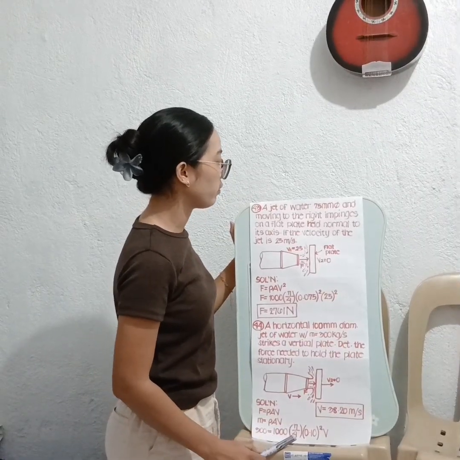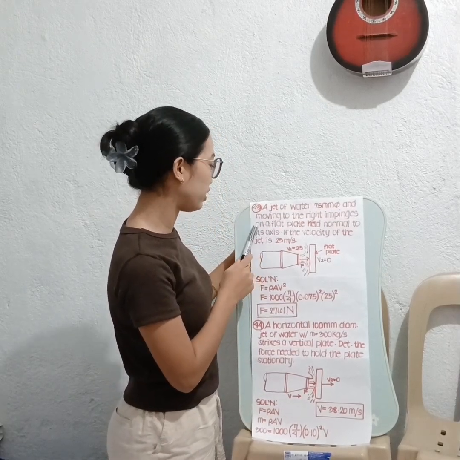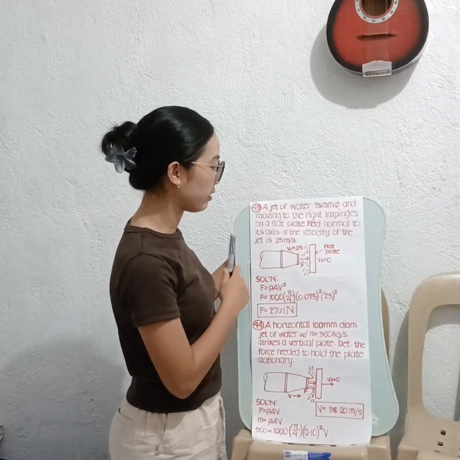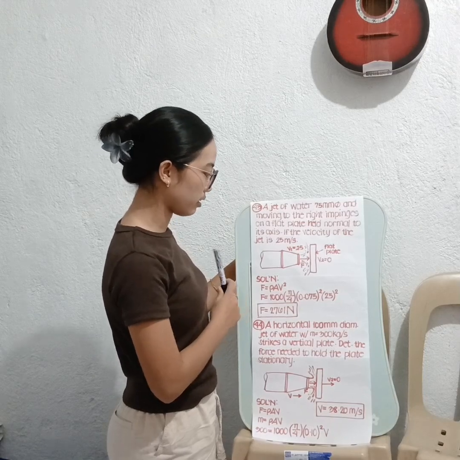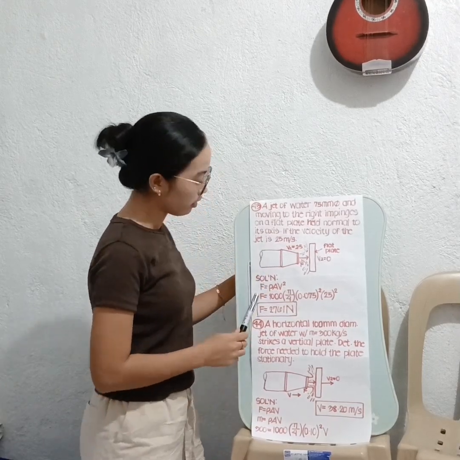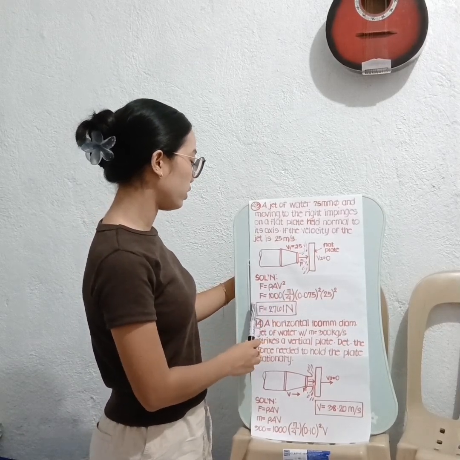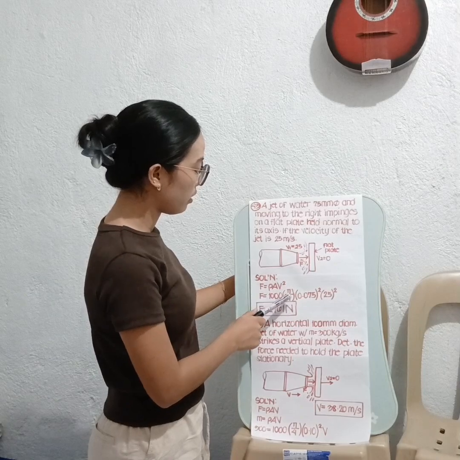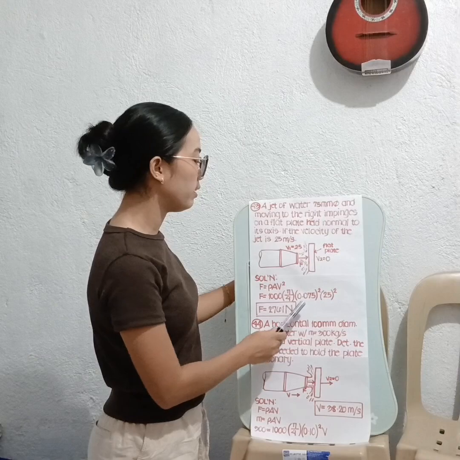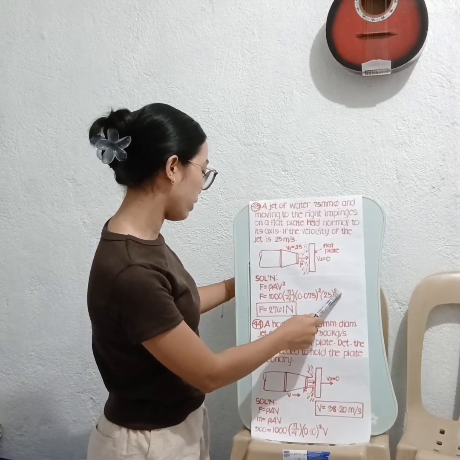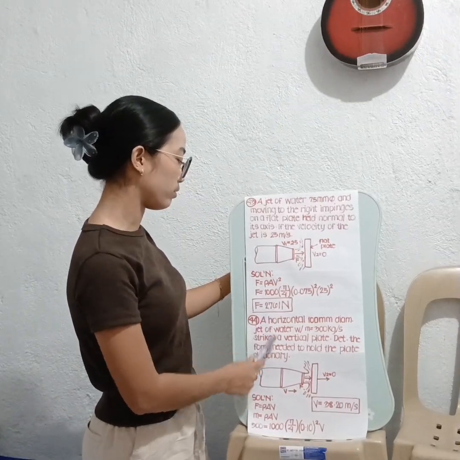Next problem is a jet of water 75 mm diameter and moving to the right impinges on a flat plate normal to its axis. If the velocity of the jet is 25 meter per second. So we have the illustration. Then we use the formula of force is equals to density times the area times the velocity squared. So we have F is equals to 1000 times the area of pi over 4 times 0.075 squared times 25 squared. We have the force is equals to 2,761 Newton.